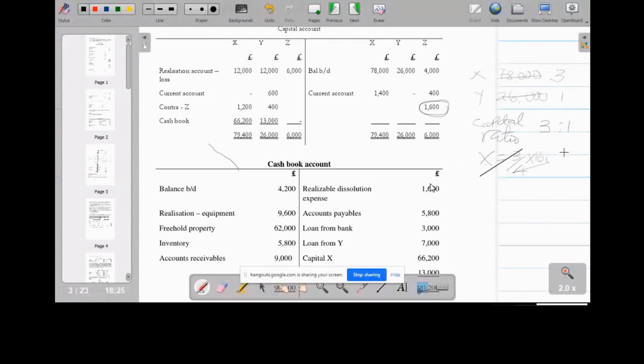1,100. Then partner Y will be entitled to a quarter of 1,600, which will give us 400. So you can now see this deficit has been shared. Now X is 1,200, Y is 400. It's clear.